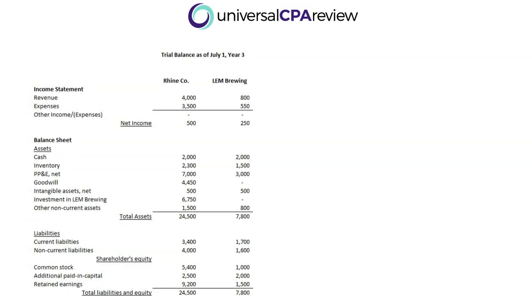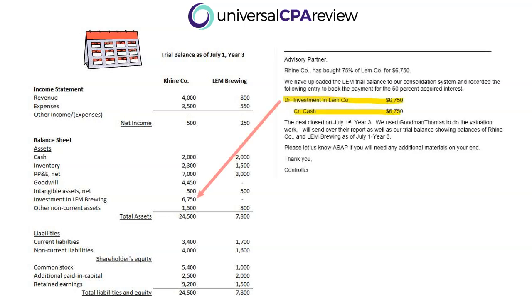So the last exhibit they give us is the trial balance for both Rhine Company and Lem Brewing as of July 1st, year 3. For Rhine Company, there's not much we really need to do with it since we're not doing a full consolidation. But I do want to point out that in the asset section you can see the investment in Lem Brewing for $6,750. That's the entry they recorded on July 1st. Remember, that was shown in the email from the advisory director. This is basically under the equity method, and since it's going to be a consolidated subsidiary, this is not the proper accounting, which all goes back to why we need to record this elimination entry at the end of the year for this acquisition.